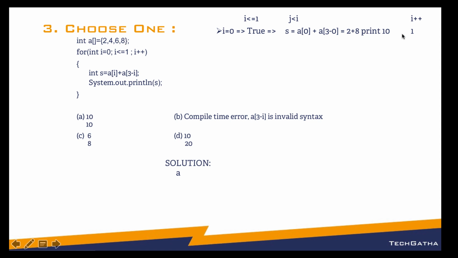It increments the value of I to 1. Again at 1, 1 less than equal to 1, true. Value at index 1 is 4. 3 minus 1, that is 2. Value at index 2 is 6. It gives me 10. Increments the value of I to 2. I is 2, which is false because 2 is not less than or equal to 1. The loop exits. Next question.